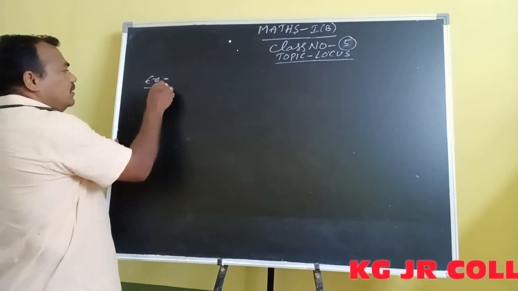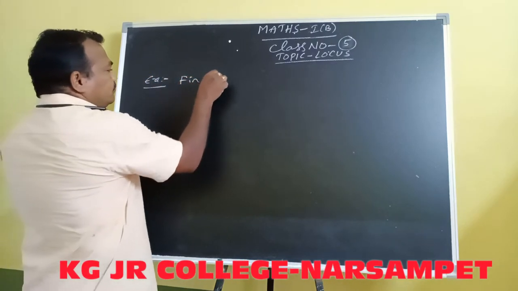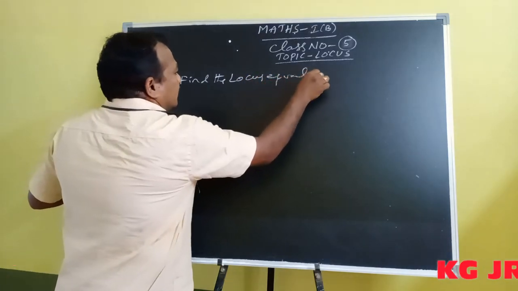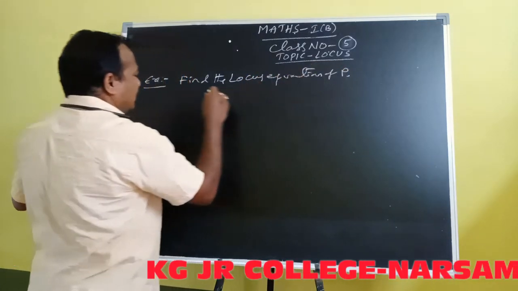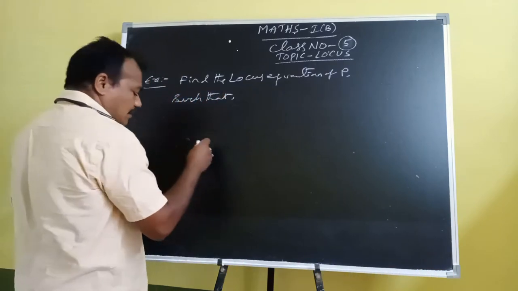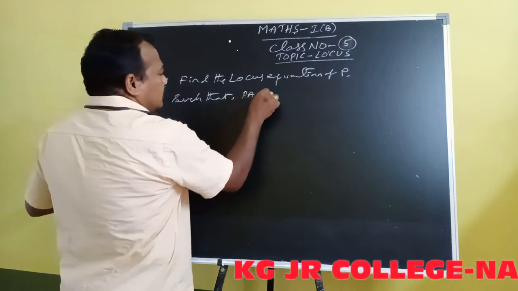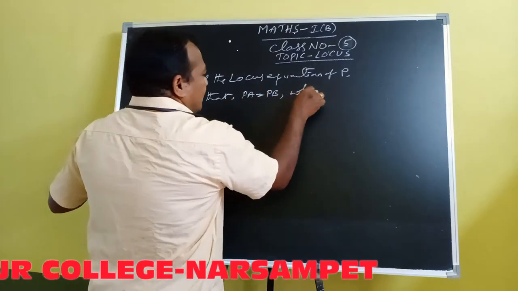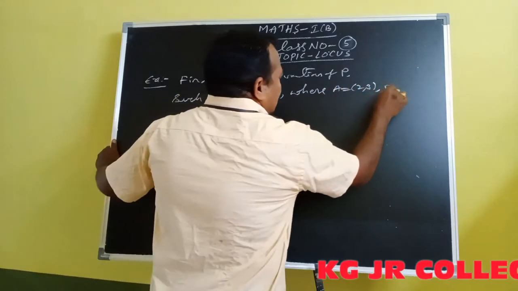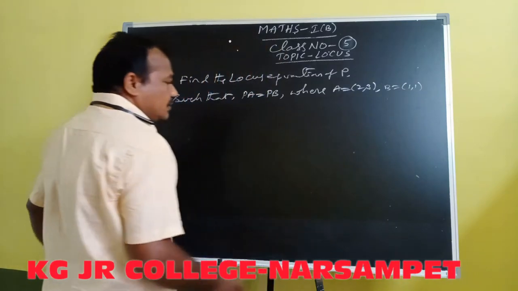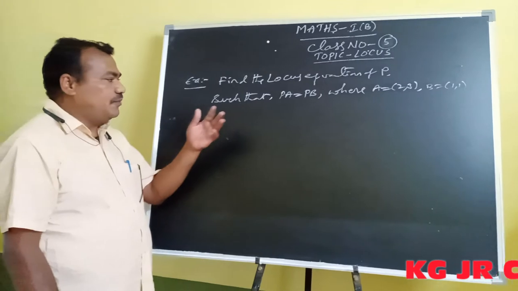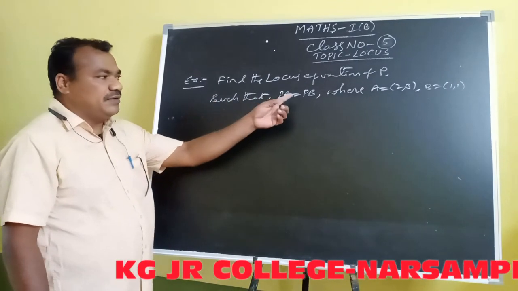So now here, find the locus equation of P such that PA is equal to PB, where A is (2, 3) and B is (1, 1). Students, this is one of the examples. You have to find out the locus equation of P for the condition PA is equal to PB.